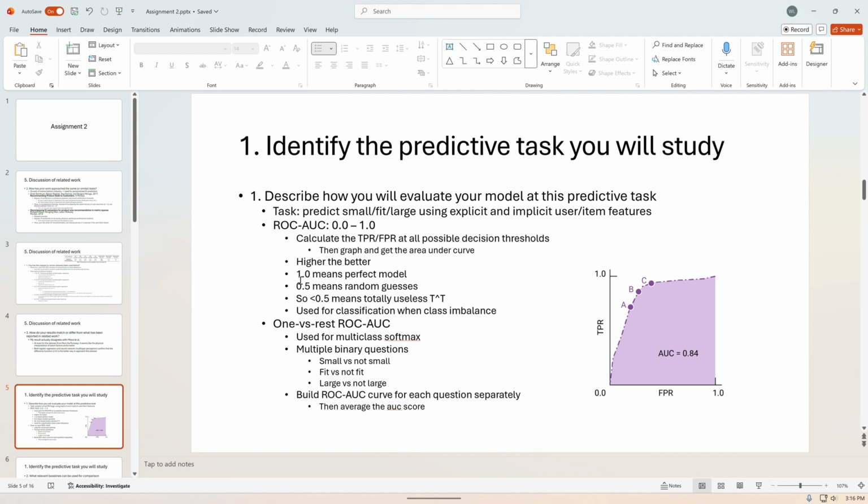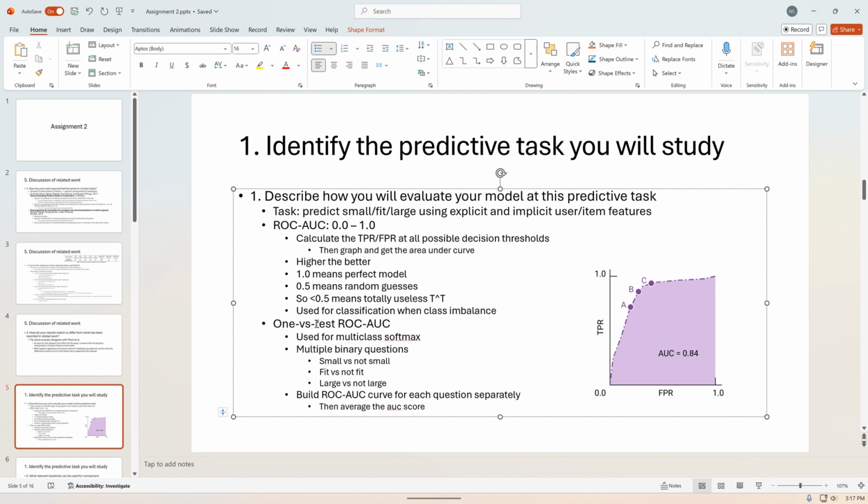And so we use ROC-AUC for classification tasks when there is a class imbalance, in which case you don't want to use accuracy. Specifically for this task, we will use one-versus-rest ROC-AUC because we have multiple classes, and we need to predict one of them. So that's a multi-class softmax task.